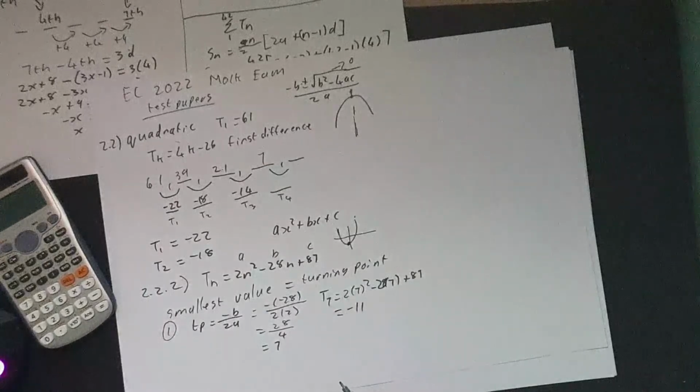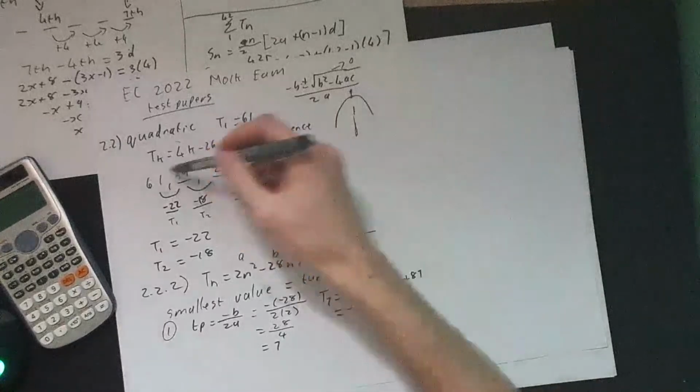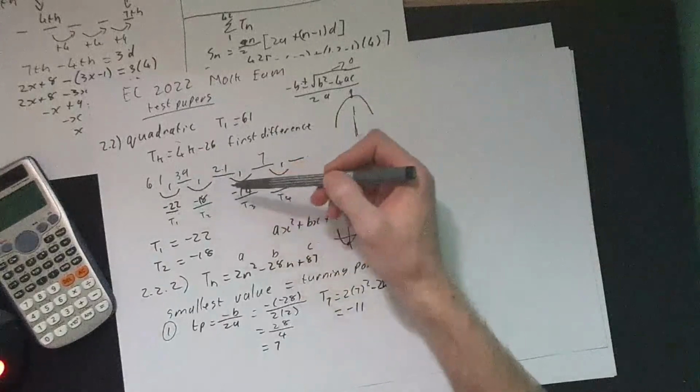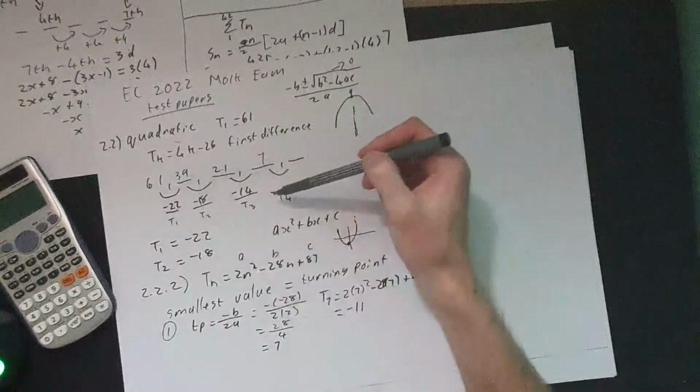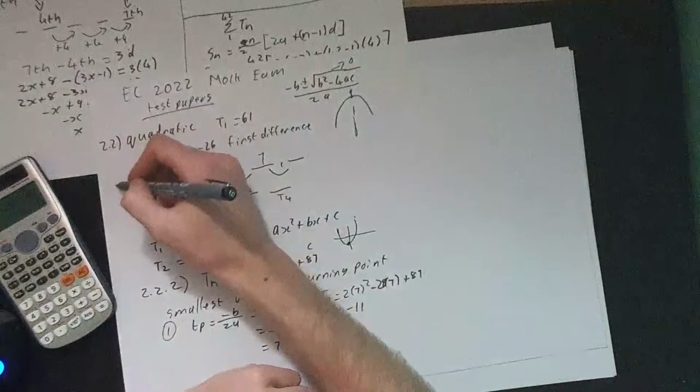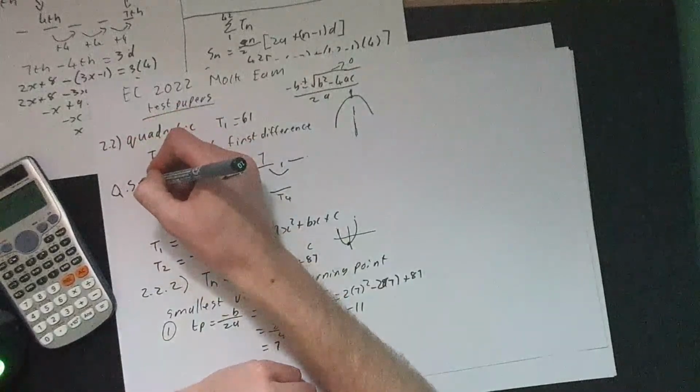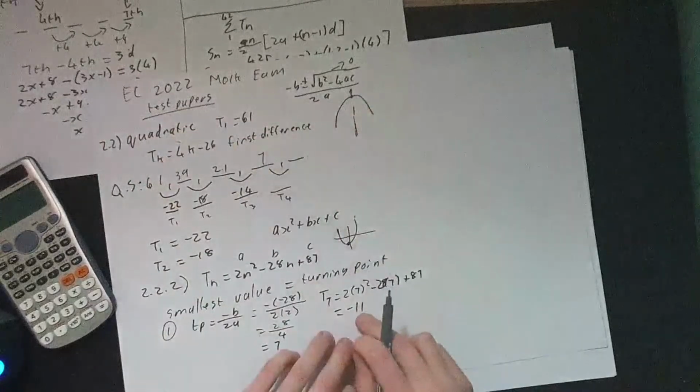But now you're probably thinking to yourself, yeah, but for this term here, we have negative 22, negative 28, 18, 14. Okay, we're not looking at that. They're looking at this sequence up here. So the quadratic sequence, what is its smallest value going to be? It's going to be negative 11.